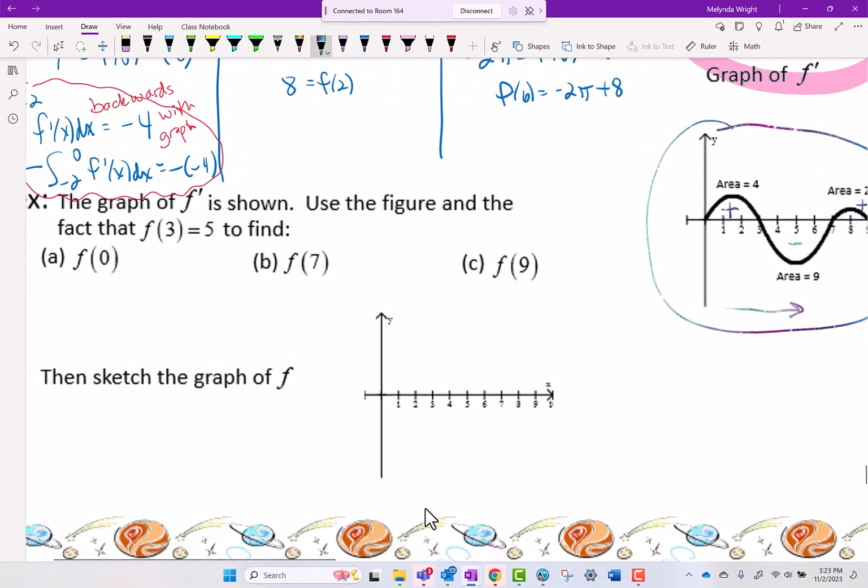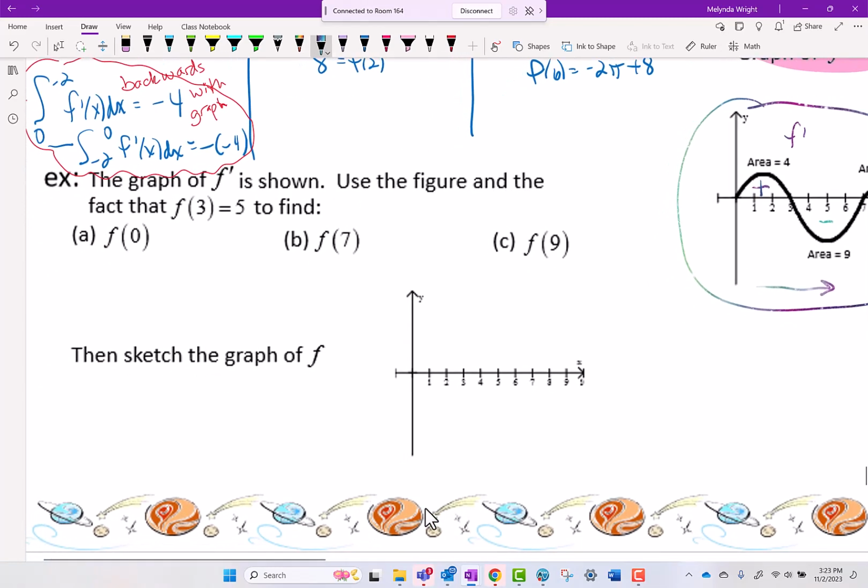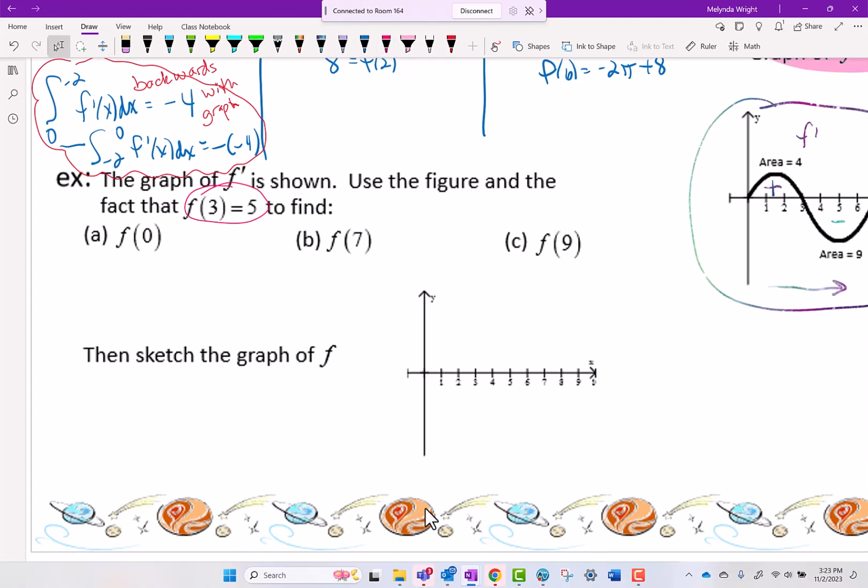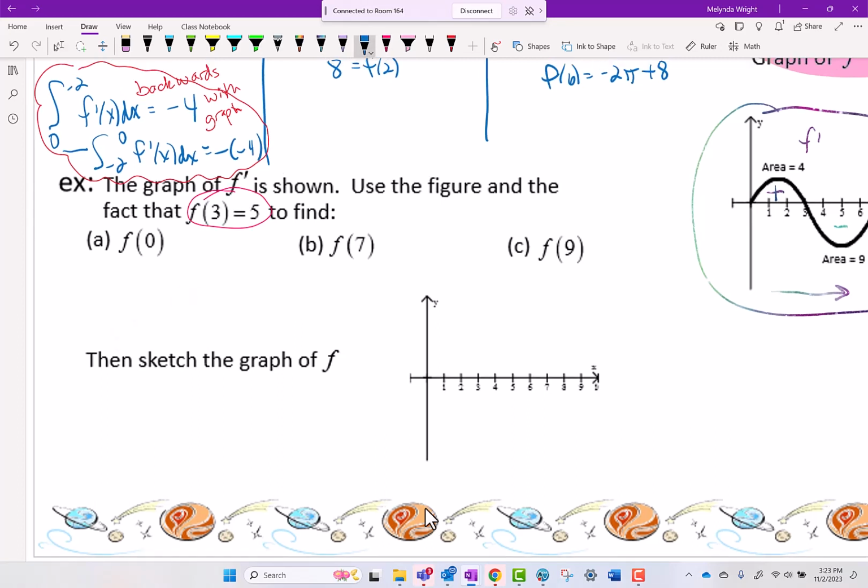Okay, we've got f prime. It says f prime is shown. Use the figure and the fact that, here's our initial condition, to find f of 0. Do you think we're going to have to write an integral? Yes, we will.